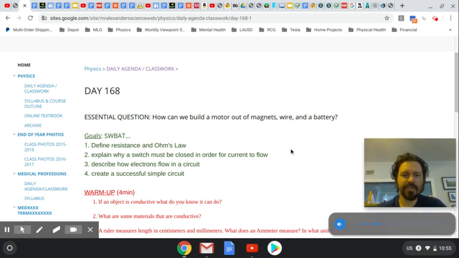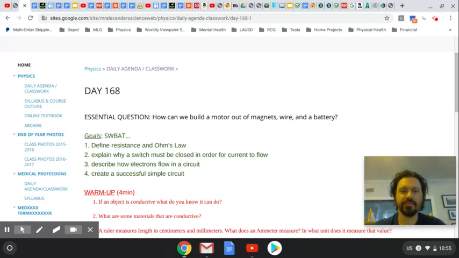All right, day 168, making circuits today. This is really fun stuff. So, still working towards this goal: how do we build a motor out of magnets, wire, and a battery?